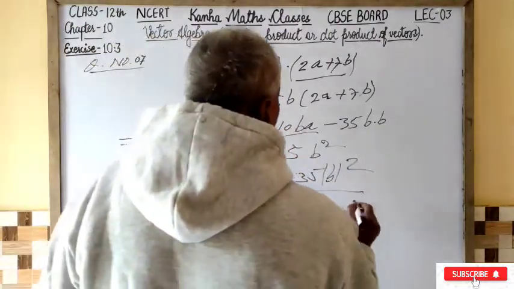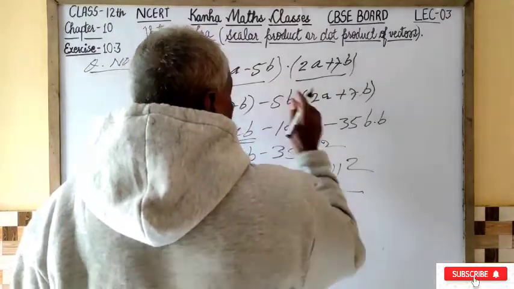Well, this is the dot product of these two vectors.